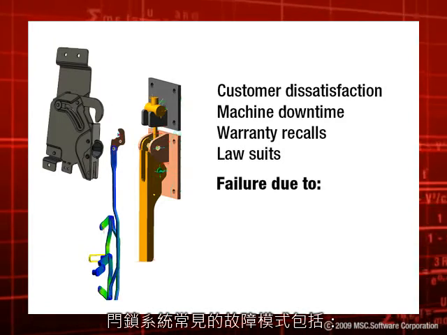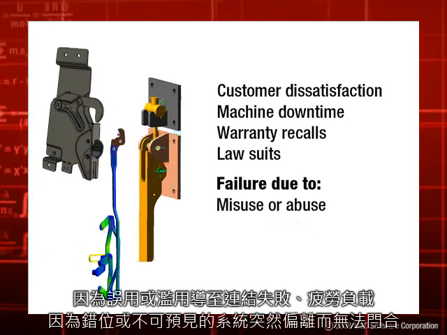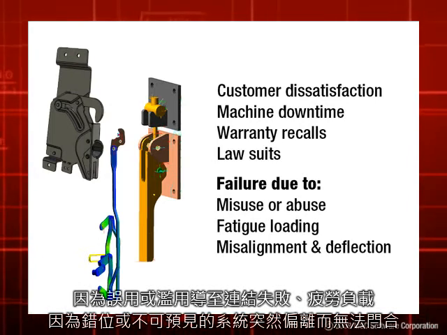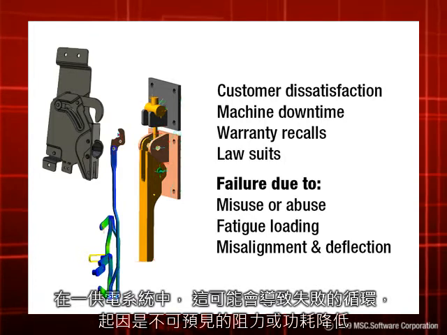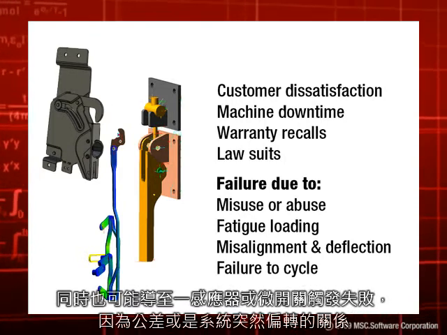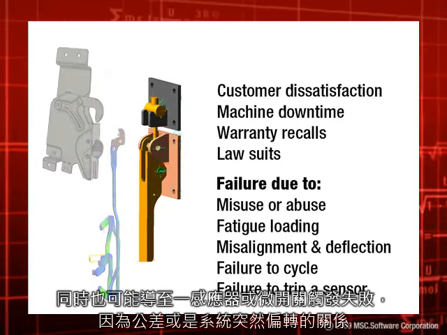Common failure modes in latching systems include linkage failure due to misuse or abuse, fatigue loading, inability to mate due to misalignment or unforeseen deflection in the system. In a powered system, there could be a failure to cycle due to unforeseen resistance or reduced power. There could also be failure to trip a sensor or microswitch due to tolerance or deflection in the system.